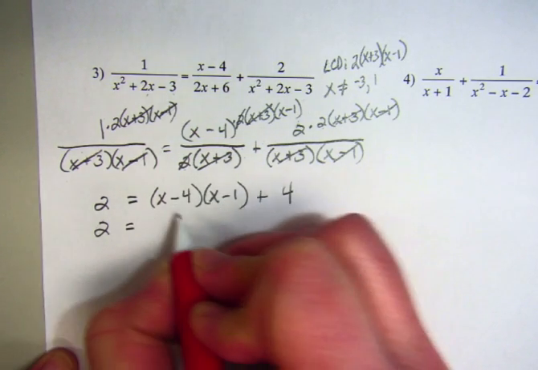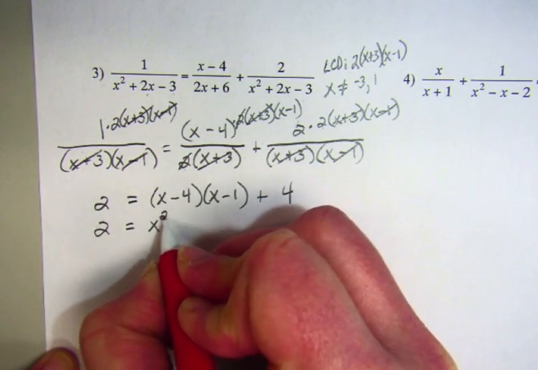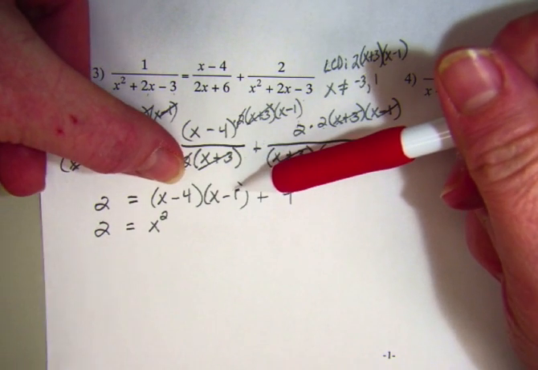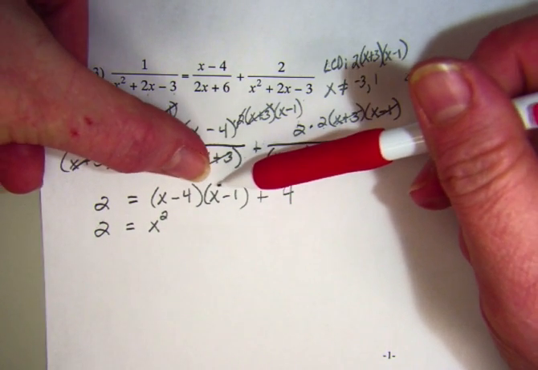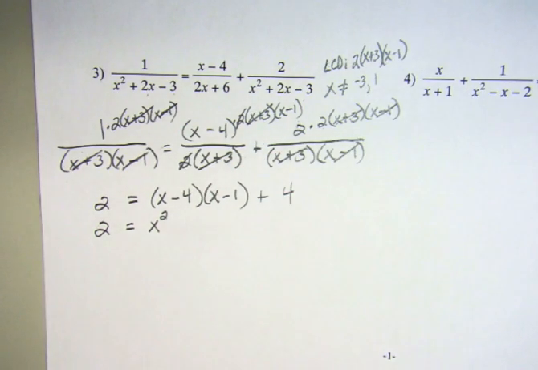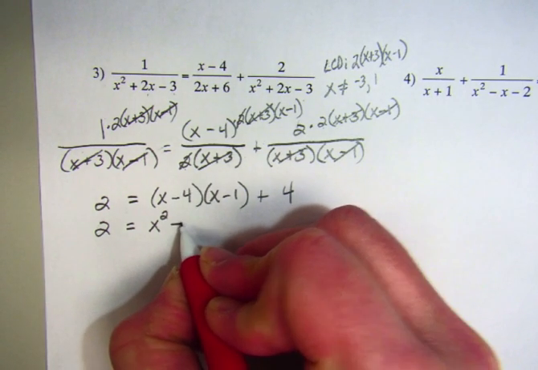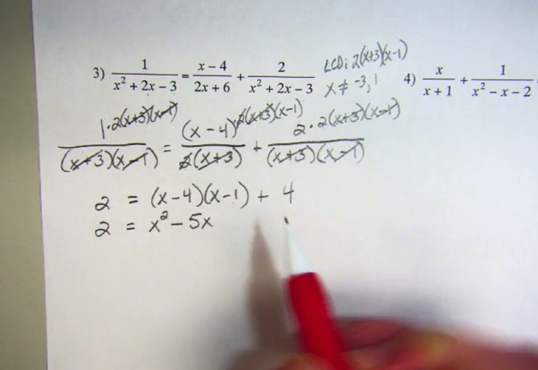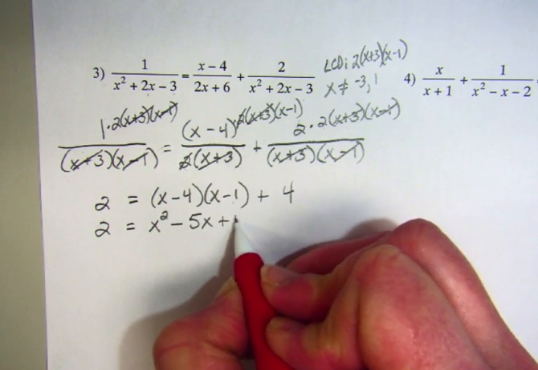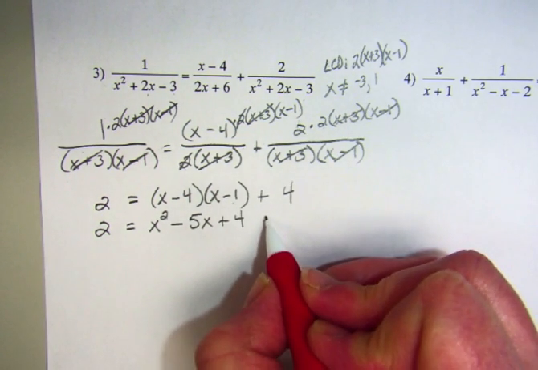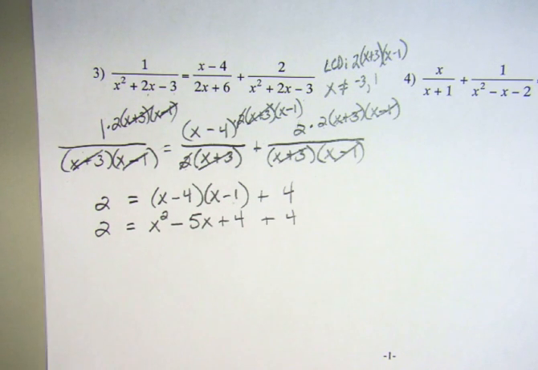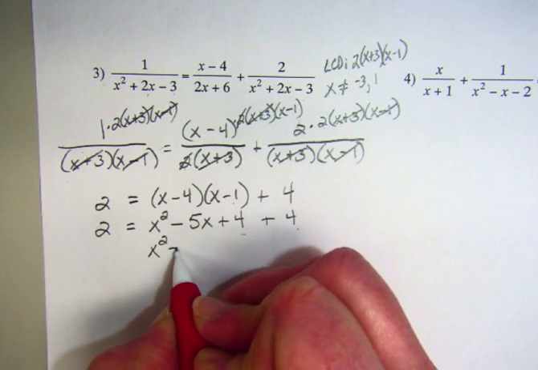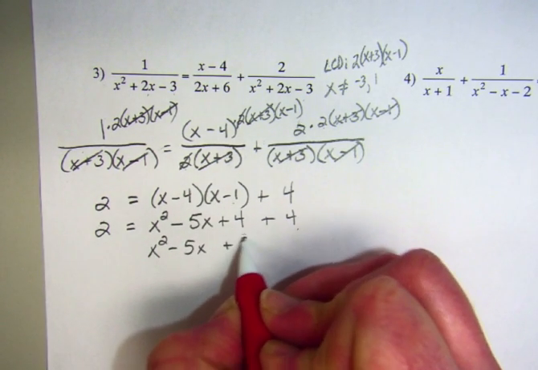So I will get x squared. Then I will get minus x and minus 4x. I hope you don't mind if I go ahead and combine those as minus 5x. Then -4 times -1 is +4. And then I have this plus 4. So everything over here, I can combine these like terms. That's x squared minus 5x plus 8.